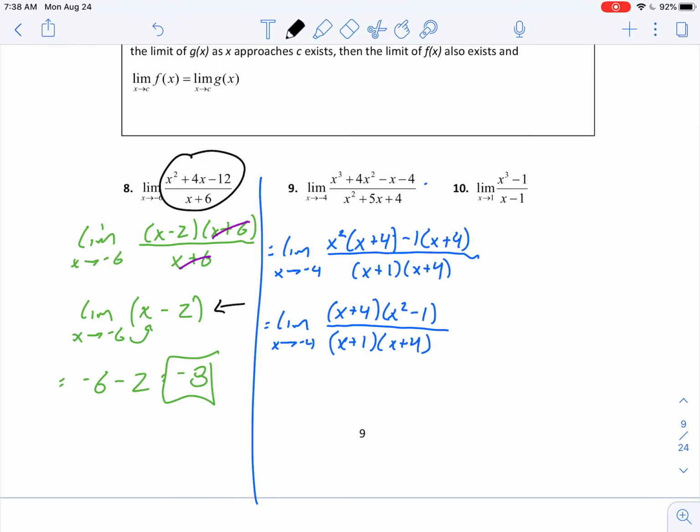Again, my x plus 4's cancel out, and I can actually factor the x squared minus 1 a little more to reduce with the x plus 1 on the bottom, but I don't have to because it's the limit as x approaches negative 4, so I can go ahead and just do direct substitution with this expression. So what do I have here? I'm going to plug in negative 4.